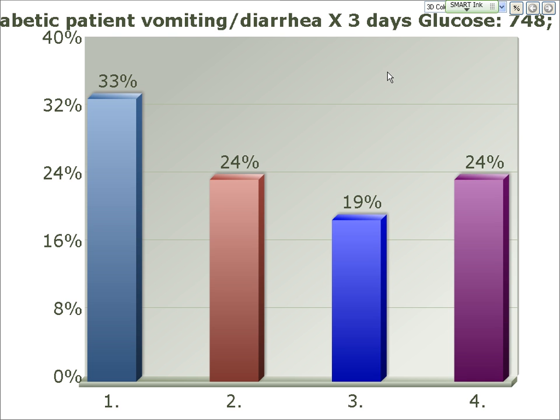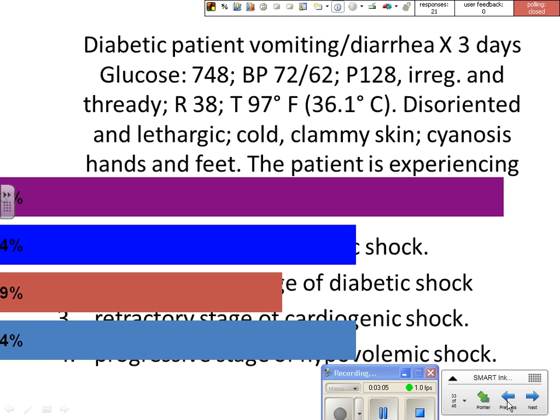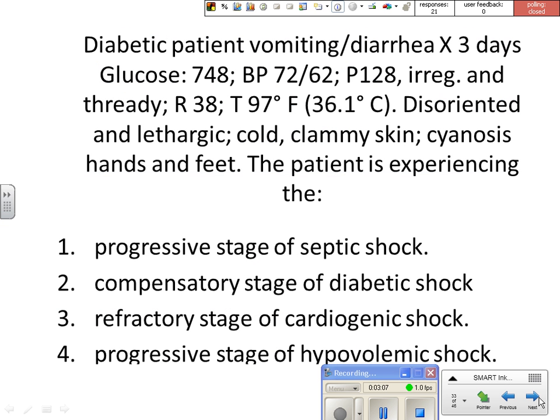Oh, I love when this happens. Okay, 33% said progressive septic, 24% said compensatory diabetic, 19% said refractory cardiogenic, and 24% said progressive hypovolemic. So let me get rid of these lines here. So this is a very common NCLEX style question, and you can approach it two different ways. You can say, okay, I'm going to decide what stage of shock they're in, and do the process of elimination that way. Or I'm going to say, what type of shock could they be in based on the clinical picture, and do my process of elimination that way.